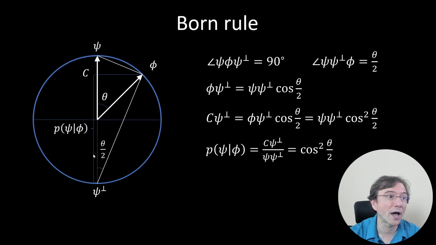But also this one is a right triangle, so the distance between C and psi perp, since it's a side, is just the hypotenuse multiplied by the cosine of theta over 2. And here it is. And so we can now substitute this expression here, and we just have psi perp cosine squared of theta over 2. Because you see, we are projecting twice around the same angle. That's why you get this cosine squared. So now the ratio between C psi perp and psi perp, that's exactly the Born rule, and so you just have cosine squared of theta over 2.